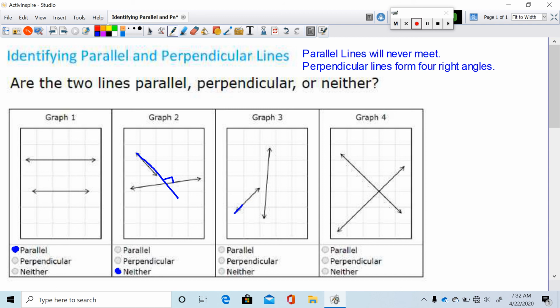This next one, again, they are going to meet, so they're not parallel. They are meeting right here, and that's not perpendicular.